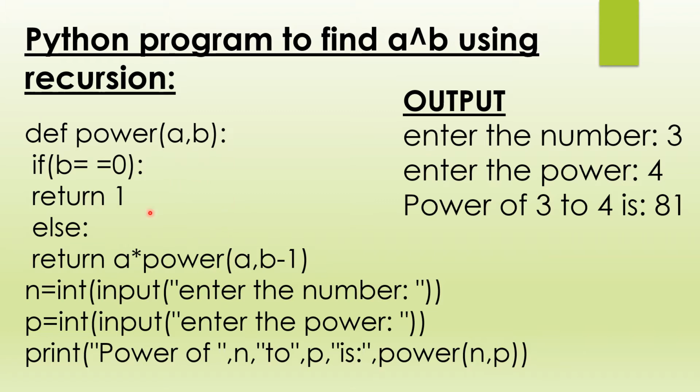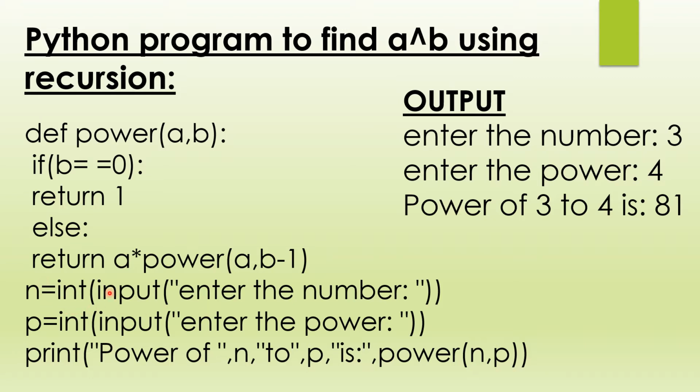So what will happen? a to the power 1 into a to the power b minus 1. The power values will get added, that means 1 plus b minus 1, so it will come as a to the power b. This statement is equal to a to the power b. We are writing this so that we can call the function indirectly. So here recursion is used.